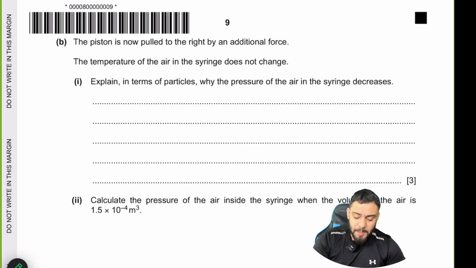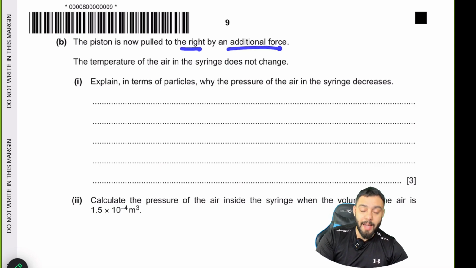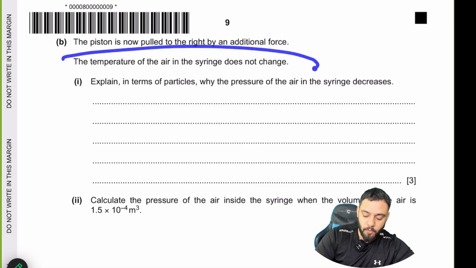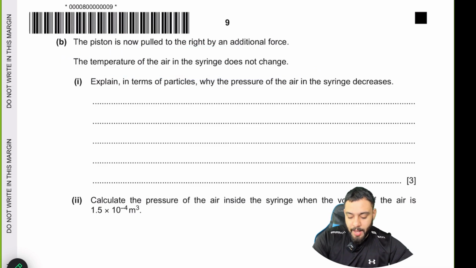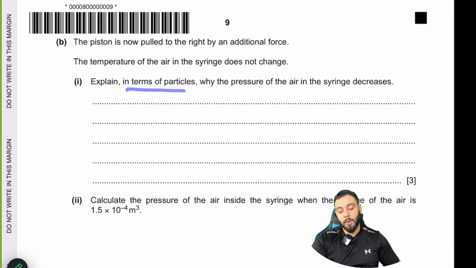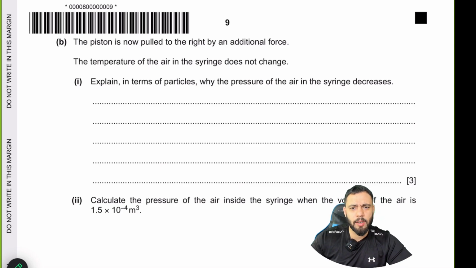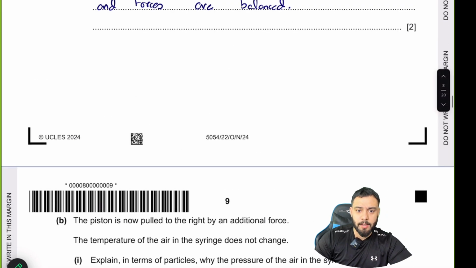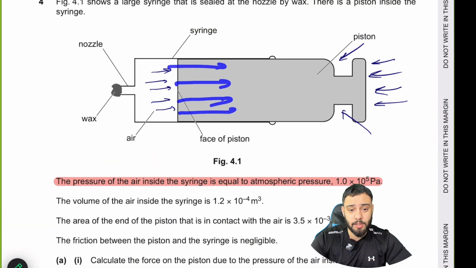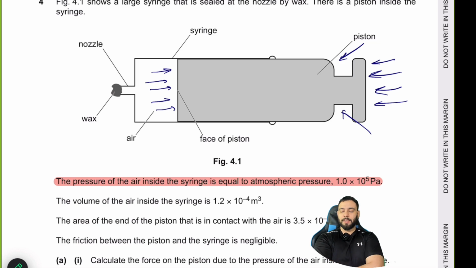Part B. The piston is now pulled to the right by an additional force. The temperature of the air in the syringe does not change. Explain in terms of the particles why the pressure of the air in the syringe decreases. Again, that's a very common question. The piston is moving to the right, and the temperature is not changing, but the pressure is changing. So a very basic answer for this.